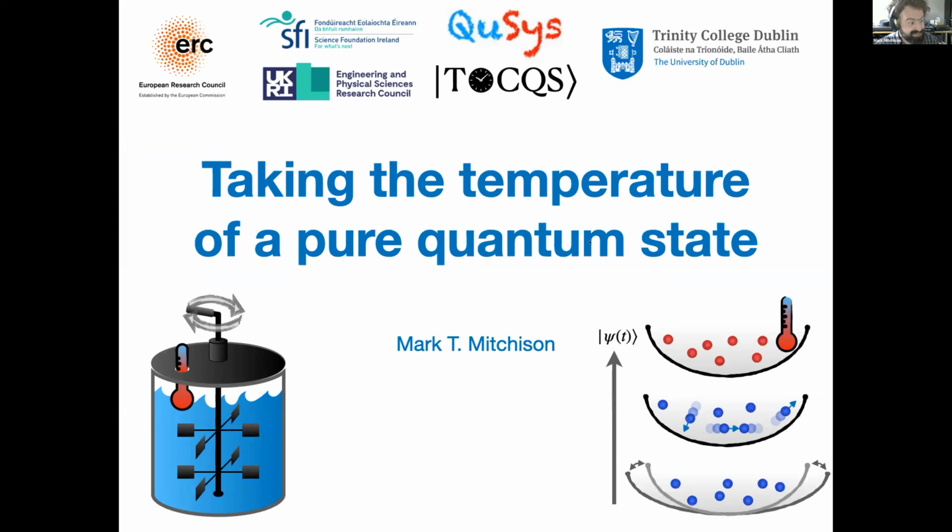As you can see, I'm going to be telling you about measuring temperature. This is, of course, a very important problem for all kinds of different applications in quantum technology. For example, in quantum simulators, we typically want to know the temperature so that we can either calibrate the simulation or measure some interesting thermodynamic properties. There are many other applications, of course.